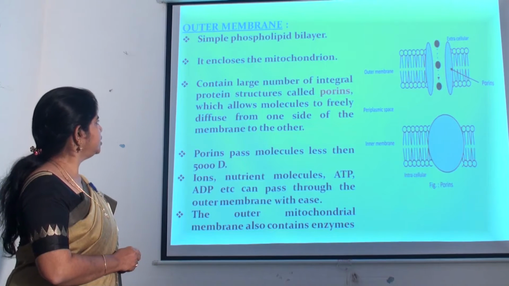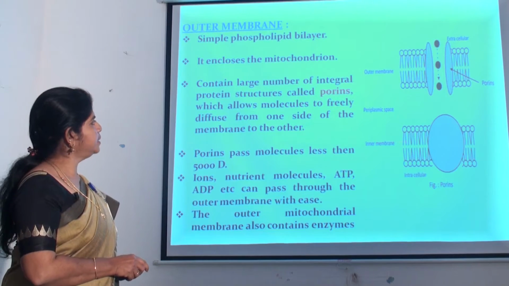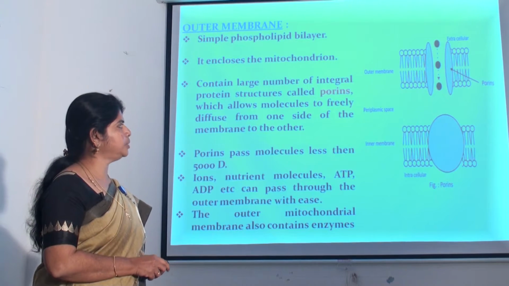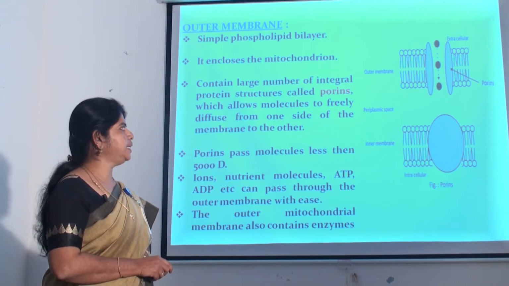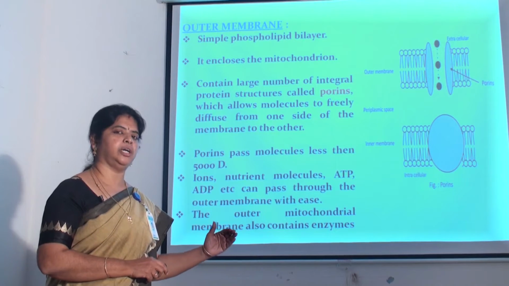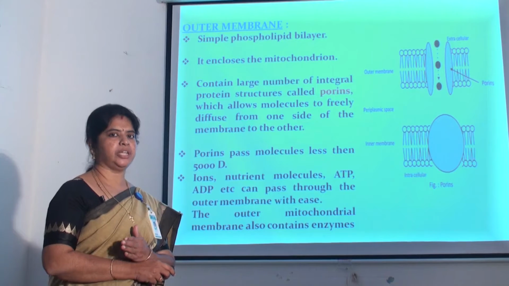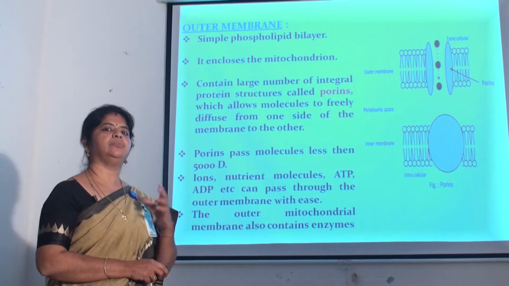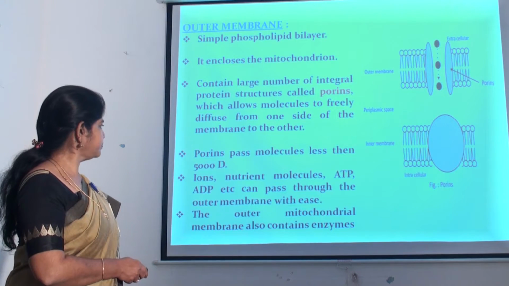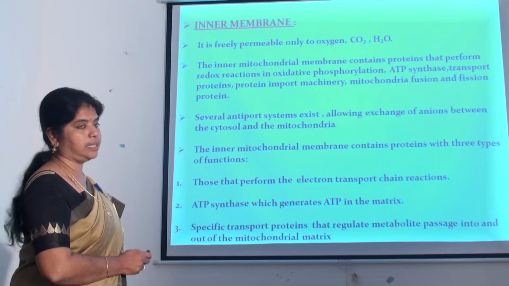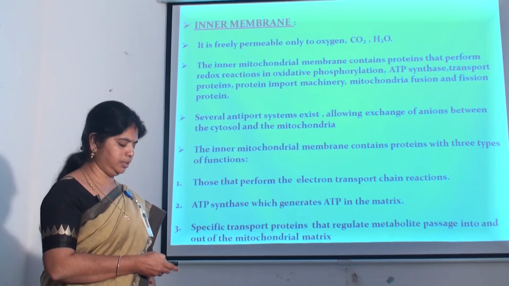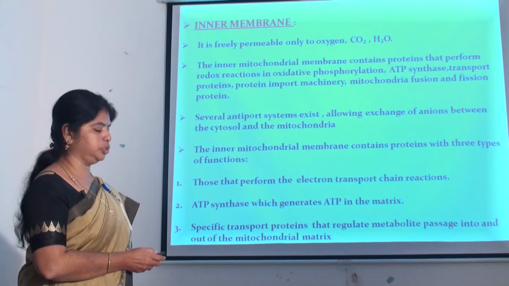And this is the inner membrane, and this is the intracellular side, that is the outer membrane. But the inner membrane is semi-permeable. It doesn't allow all the molecules to enter into the inner chamber. It only allows a limited number of molecules. It is freely permeable only to oxygen, carbon dioxide and hydrogen, not to other things.